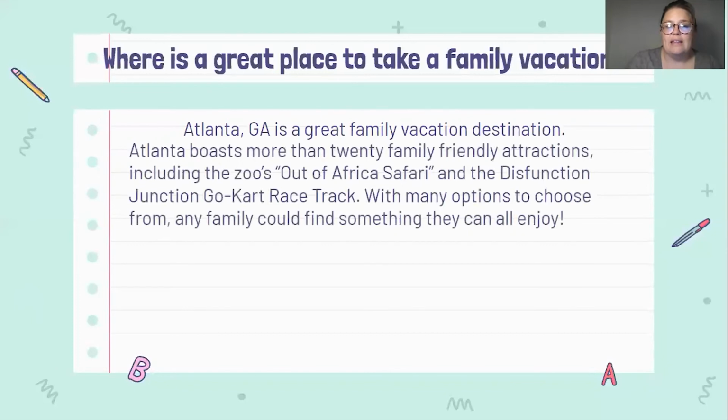So here we can write, Atlanta boasts more than 20 family-friendly attractions, including the zoo's Out of Africa Safari and the Dysfunction Junction go-kart racetrack. With so many options to choose from, any family could find something they can all enjoy.